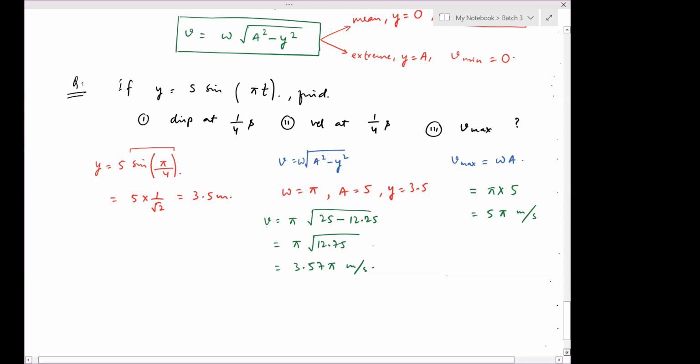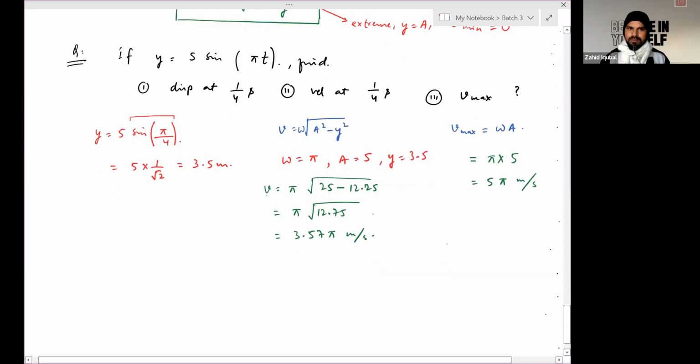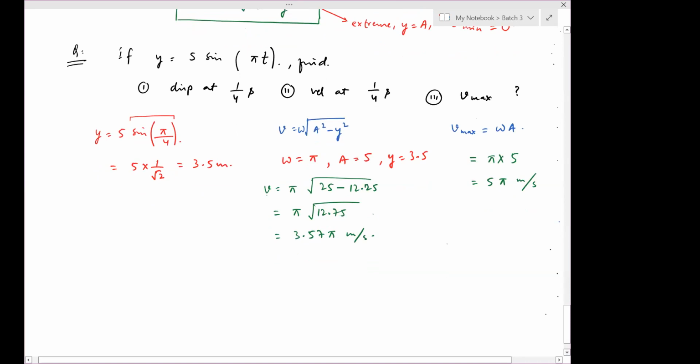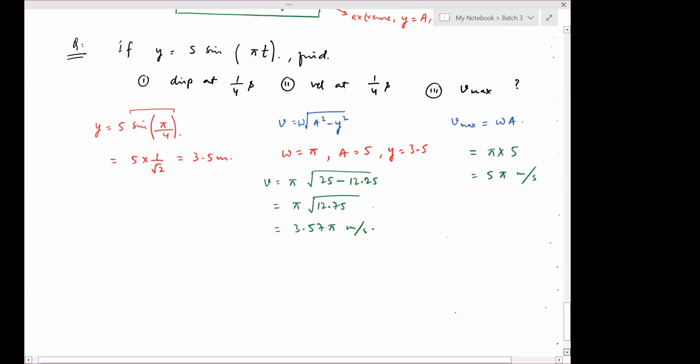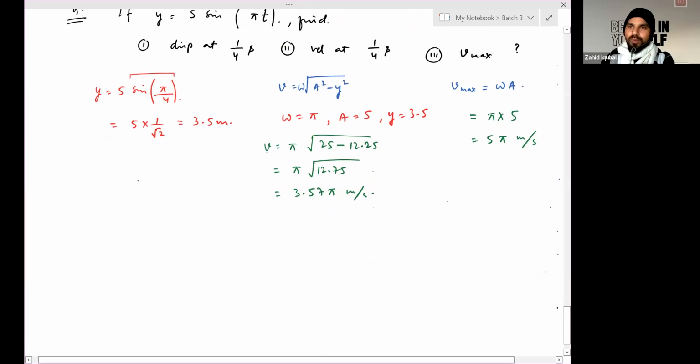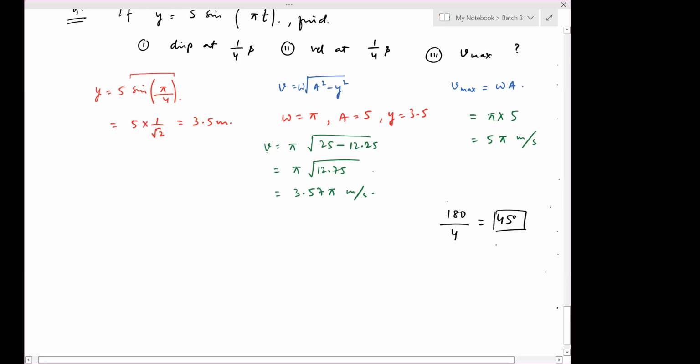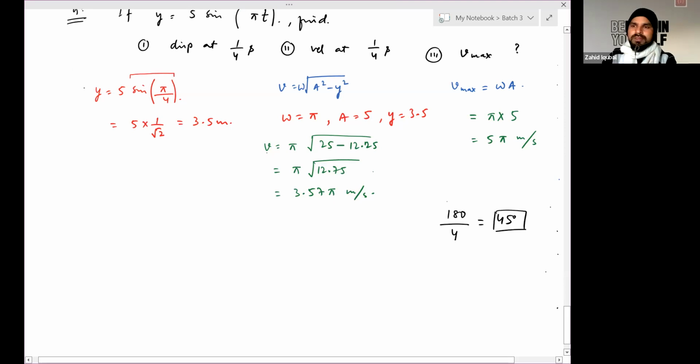Yes, sir. Any doubt in this whole calculation? Sir, how is sine pi by 4 equal to 45 degrees? In terms of angle, pi is called 180 degree. Divide by 4, so it will be just 45 degree. In the second chapter, units and dimension, I explained how to calculate angle in radian measurement and in degree measurement. So 180 degree in terms of radian measurement will be pi.